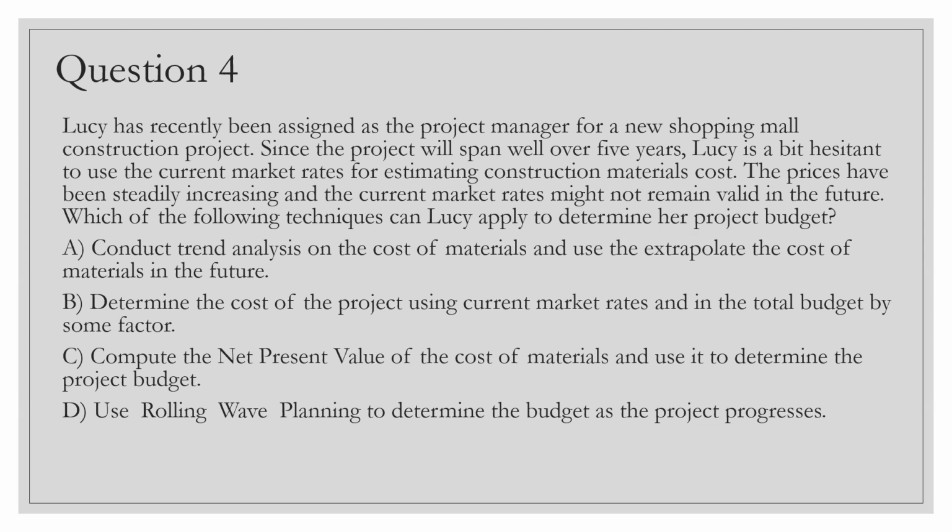So now the answer boils down to A and B. A is trend analysis on the cost and use it to extrapolate the cost of materials. Yes. And B is determine the cost of the project using current market rates and the total budget by some factor. That some factor is not a very good answer because you don't know what that factor is, right? So trend is the best option because by trending, you can check the rates for the future as well. Correct answer is A. Okay.